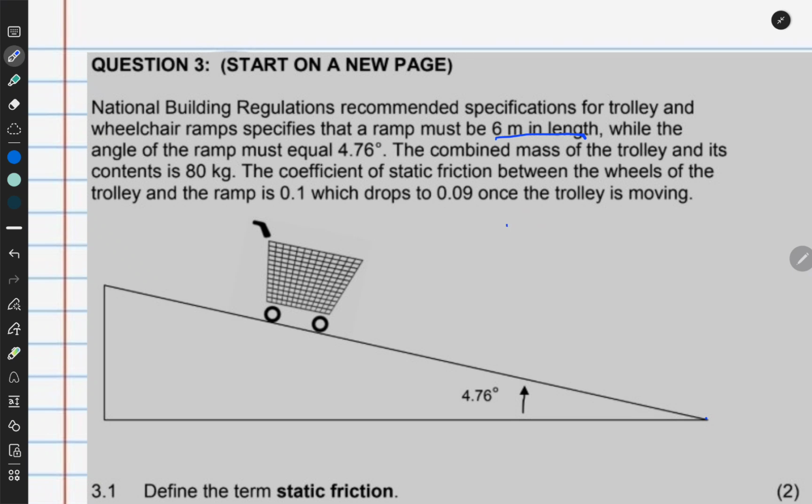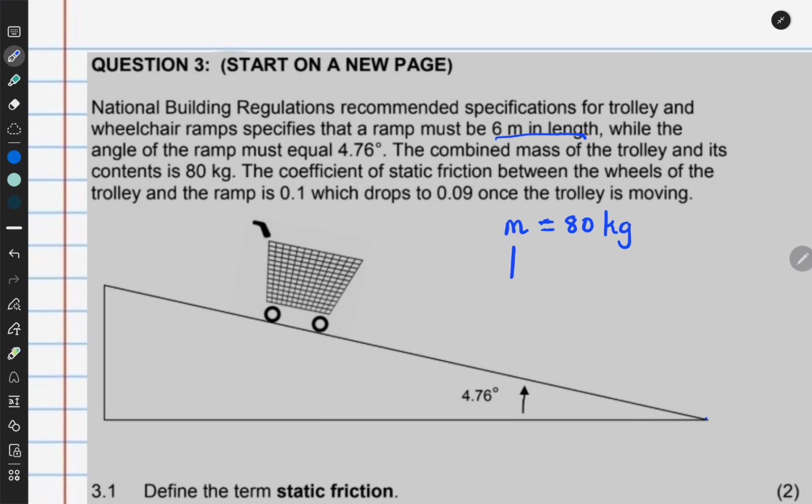So this means that whoever was doing shopping here, their combined items plus the mass of the trolley amounts to 80 kilograms. It's quite a heavy trolley. 80 kilograms is almost the mass of an average adult. Now the coefficient of static friction between the wheels of the trolley and the ramp is 0.1.